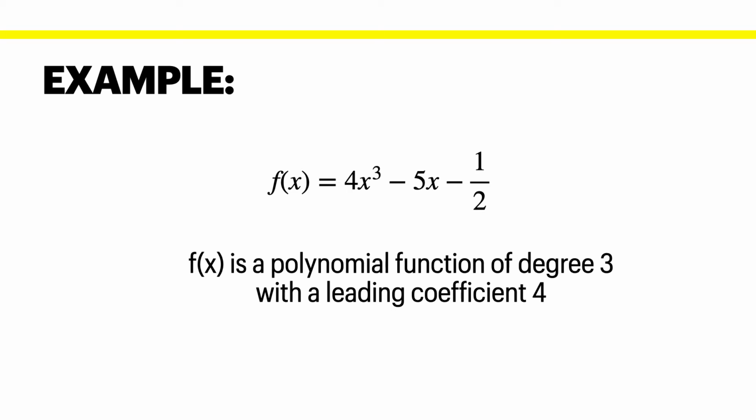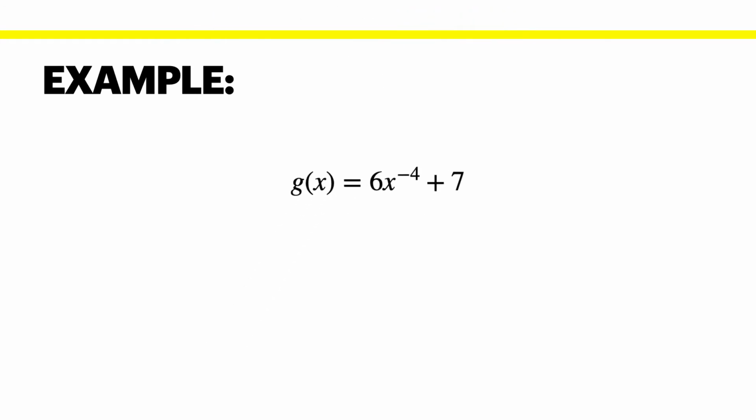But what if the example goes like this? What if we have a negative number for the power? In this case, g of x is equal to 6x to the negative fourth plus 7. If you have a negative power, you're basically converting it into an asymptote. The equivalent function of this g of x is 1 over 6x to the fourth, plus 7, and that gives you an asymptote.